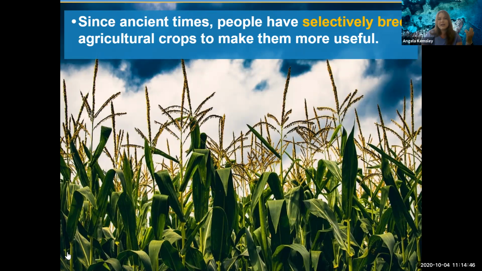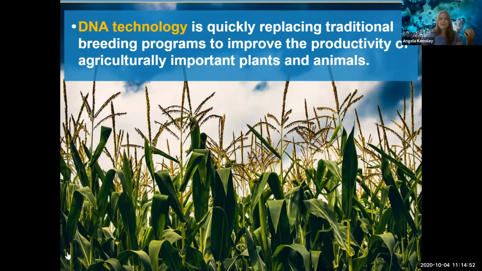So this isn't a new idea that we're selectively breeding crops, but it is really coming to the forefront right now since the introduction of DNA technology. Because, for thousands of years, we've been selectively breeding. So we know that this is a trait that we want. We want less seeds, right? We don't want to just be choking on all of these seeds.